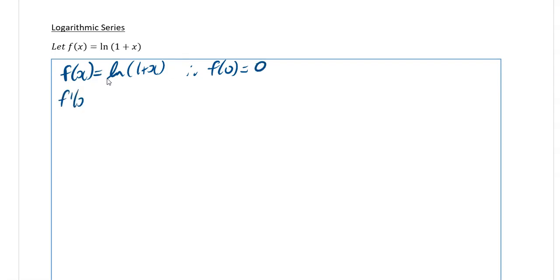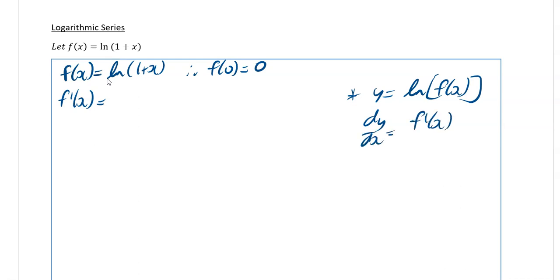Your f dash of x, and I'm just going to show you where this comes from. So in general, if y had been equal to ln of some function of x, then your dy by dx is going to be equal to f dash of x over f of x. So in this case, it's just going to be 1 over 1 plus x. And therefore, your f dash of 0 is 1 over 1 plus 0. So that's just 1 over 1, which is just 1.